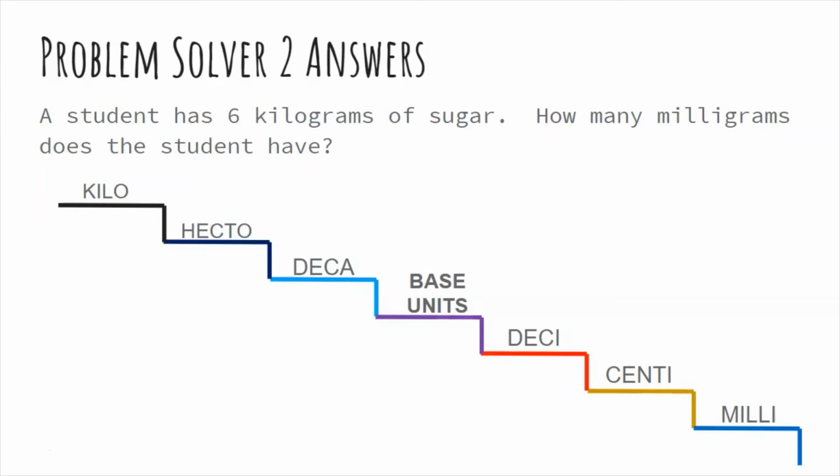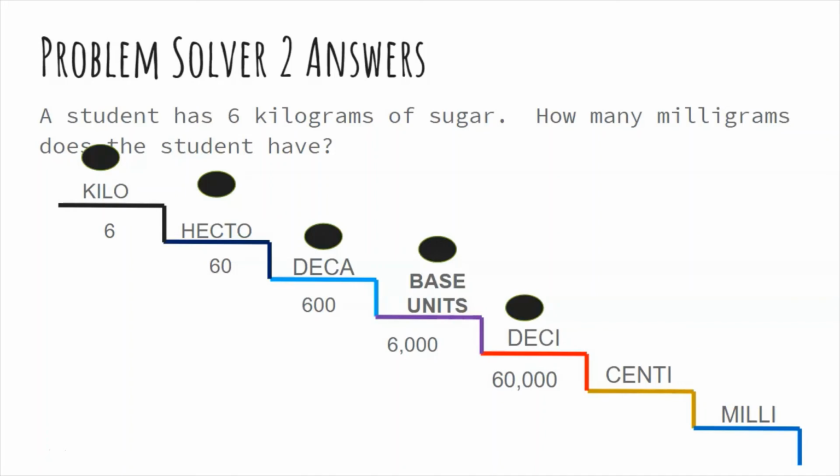So we start at 6 kilograms, and now we go down to hecto. We're moving the decimal 1 to the right, which means now we have 60 hectos. Then we go down 1 more to the right to deca. We're moving it 1 more to the right, so now we have 600 decagrams. We go 1 more to the right, which means we have now 6,000 base units, which is 6,000 grams. Again, we're moving 1 more to the right, which gives us 60,000 decigrams. 1 more to the right, which gives us 600,000 centigrams. And finally, we're at milli, and it gives us 6 million milligrams.